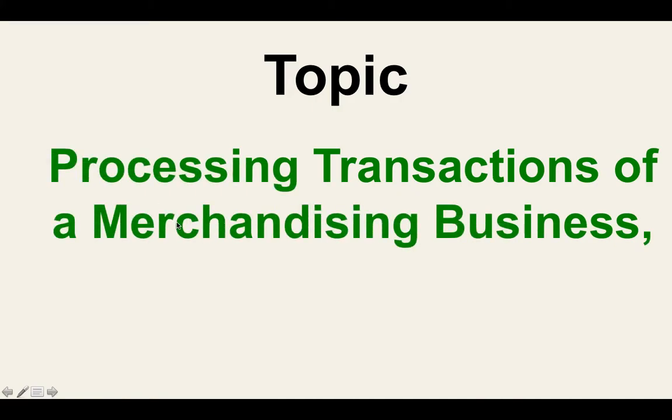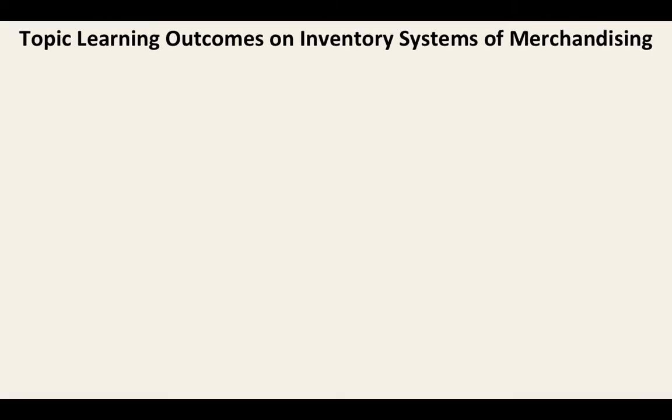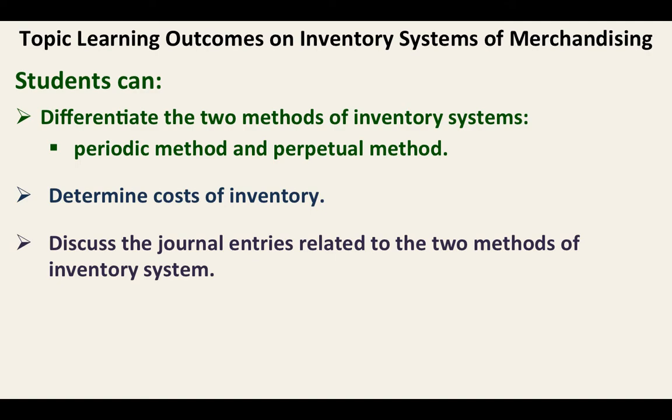Okay, let us start with our lesson. This is the continuation of our processing transactions of a merchandising business. We are already on part two, and this part two is inventory systems. Class, the topic learning outcomes on inventory systems of merchandising business: students can differentiate the two methods of inventory systems, the periodic method and perpetual. We will differentiate these methods. We will determine the cost of inventory, and we will discuss the journal entries related to the two methods of inventory system.